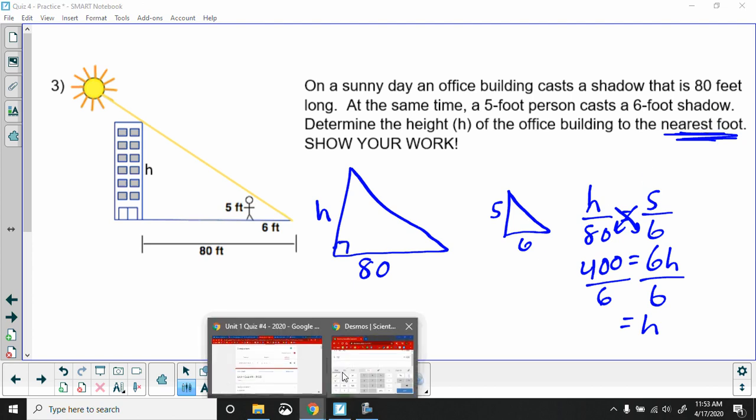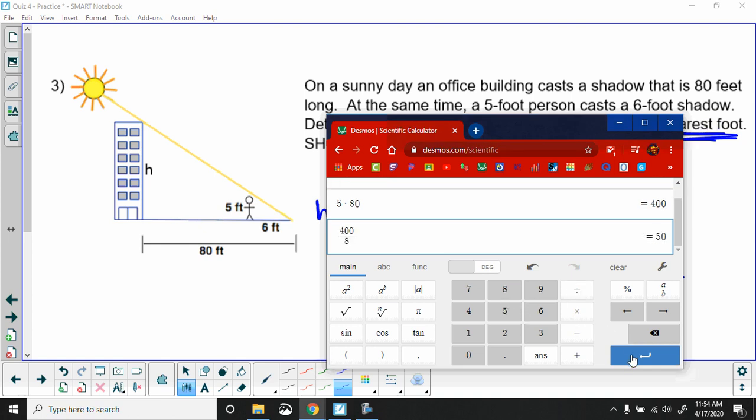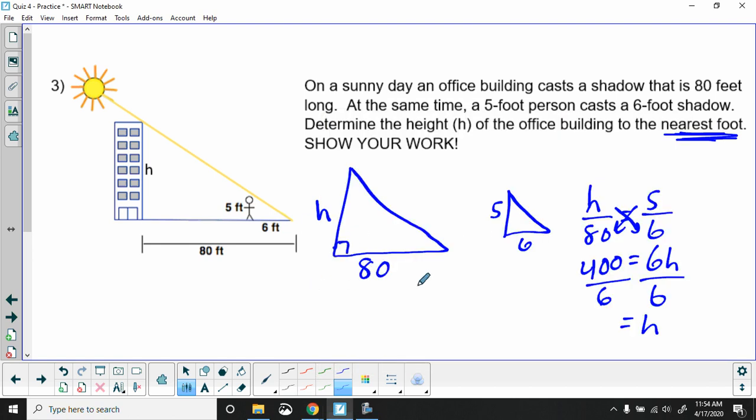So 400 divided by 8, we get 50. No, not 8. What am I doing? 6. There it is. So 66.66666 repeating, obviously. Round to the nearest foot. The 6 rounds up to a 7. So 67 feet. Done.